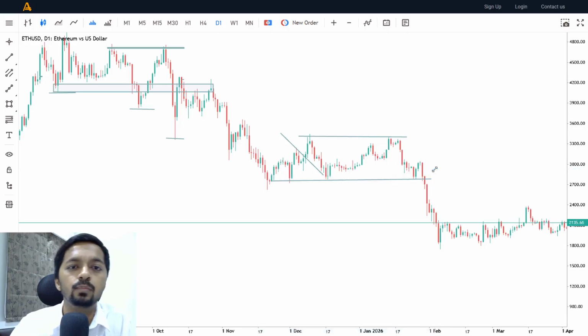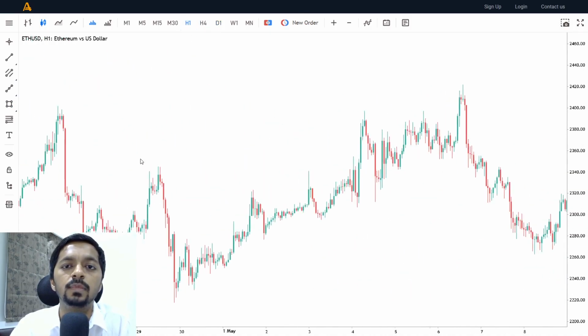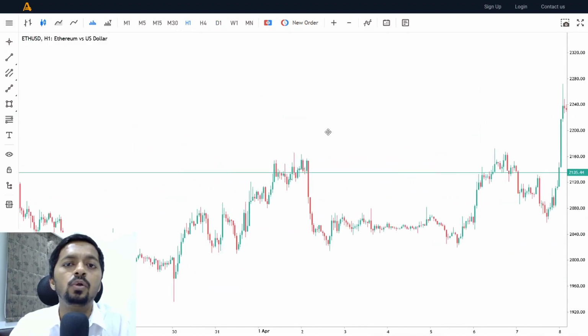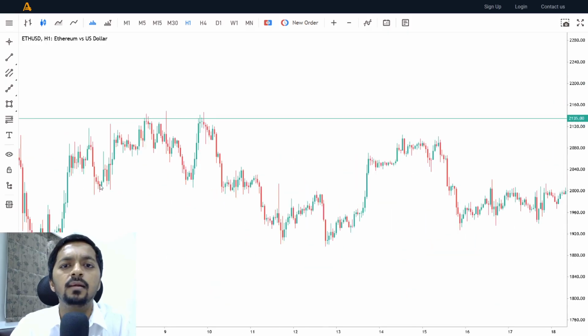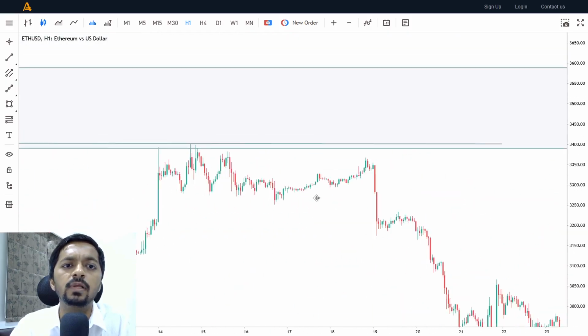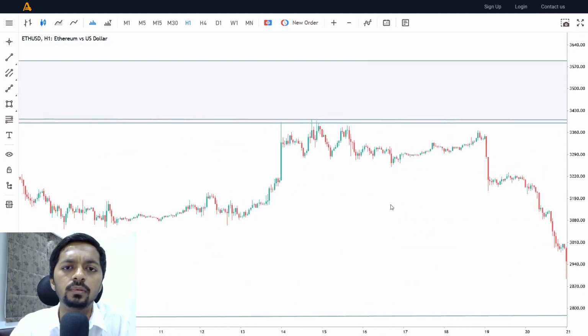So we are marking one more resistance over here, see, like this, and you just need to wait for the same price on a lower time frame. So you need to wait for the price to retrace back to that zone on a lower time frame. So we have marked three different resistance zones. Now we will wait for the price to retrace back to that zone. So this is the first zone, see, right?